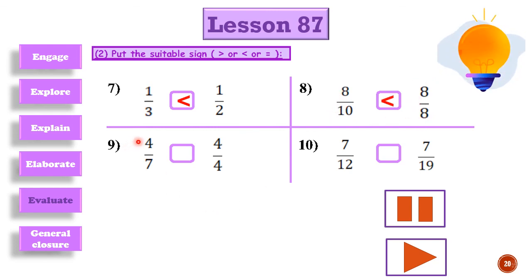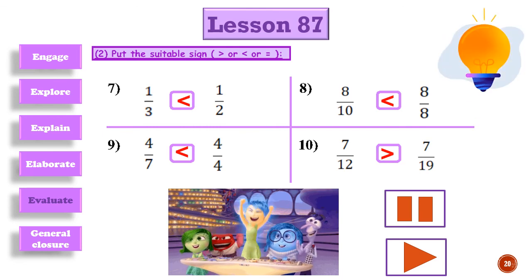Here we have 4/7 and 4/4. Look at the denominator here, 7 and here 4. Which is smaller? Yes, here. Then the value of this fraction is bigger than this. Here we have 7/12 and 7/19. Look at the denominator, here we have 12 and 19. Which is smaller? Yes, the value of this fraction is bigger than this. It will be like this. Good job.